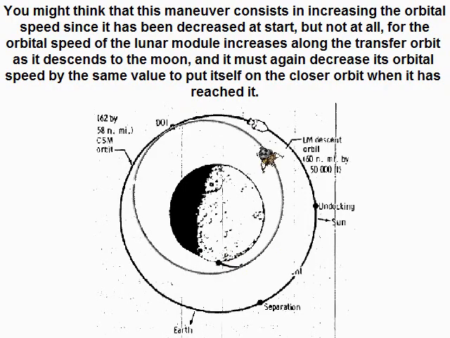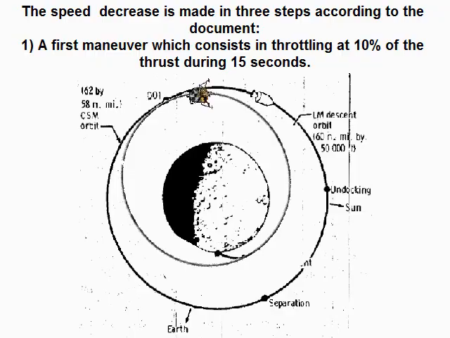You might think that this maneuver consists in increasing the orbital speed since it has been decreased at start, but not at all, for the orbital speed of the lunar module increases along the transfer orbit as it descends to the Moon, and it must again decrease its orbital speed by the same value to put itself on the closer orbit when it has reached it. The speed decrease is made in 3 steps according to the document.